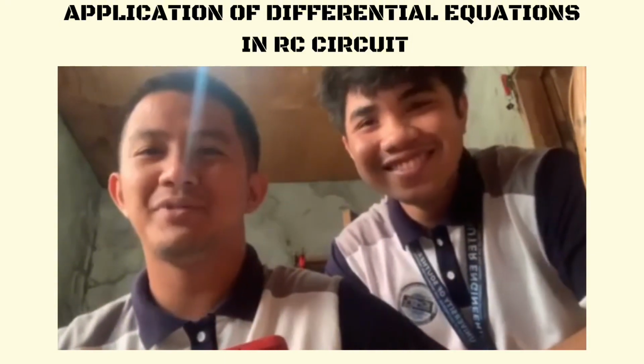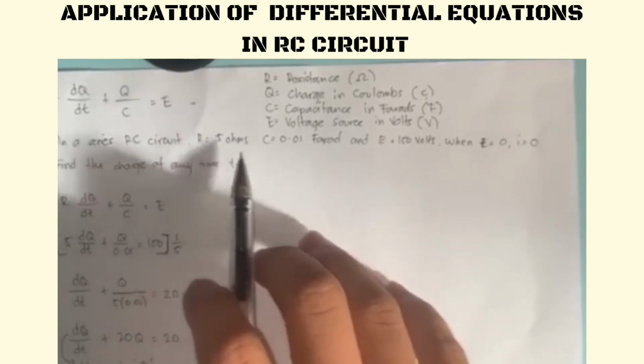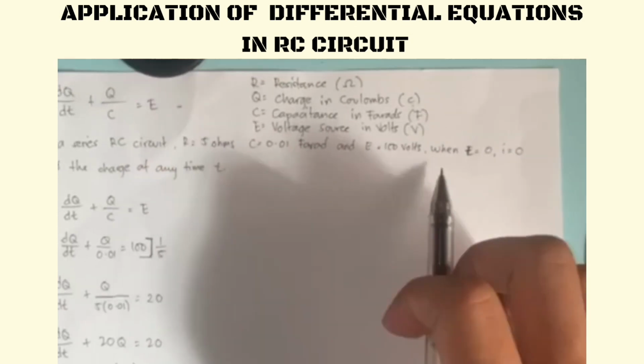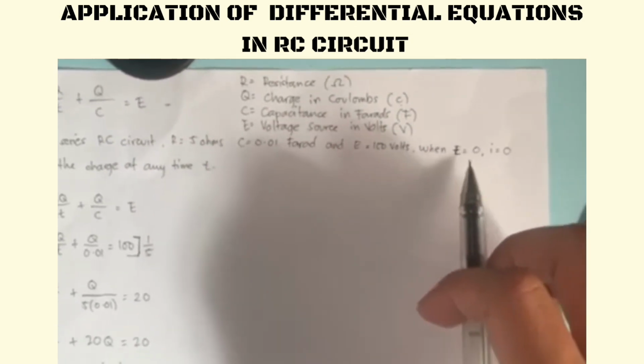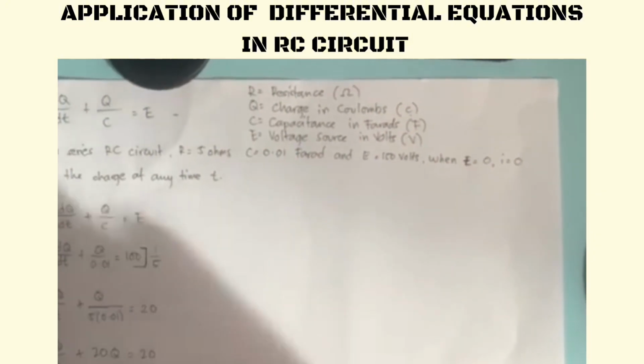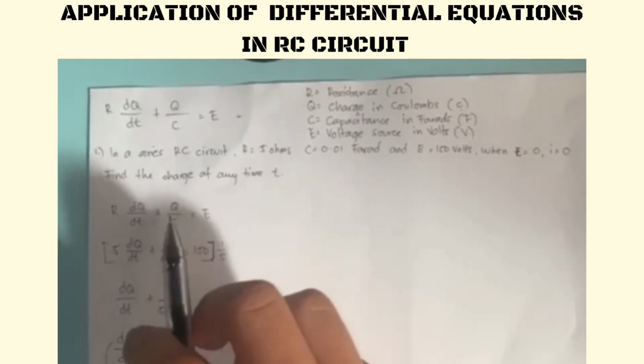In a series RC circuit, R is equal to 5 ohms, C is equal to 0.01 farad, and E is equal to 100 volts. When t is equal to 0 and i is equal to 0, find the charge at any time. For our equation, we write R dq over dt plus q over C is equal to E.